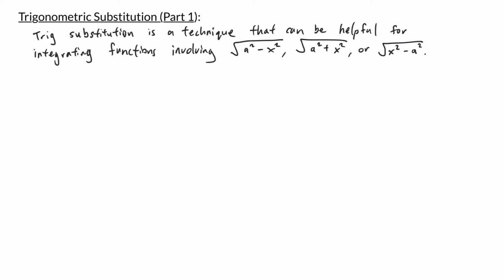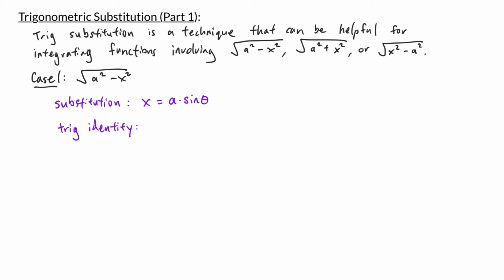In this first video of our series, we're going to look at the first case where we have an integral involving square root of a squared minus x squared. Our approach is to make the following substitution. We'll substitute x equals a times sine of theta. We'll also be making use of the trig identity cosine squared of theta plus sine squared of theta equals 1. Let's look at an example.